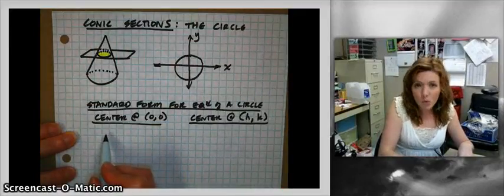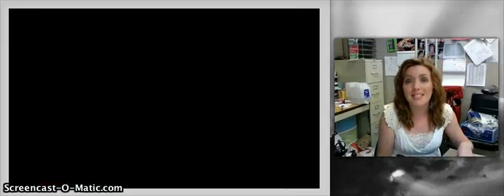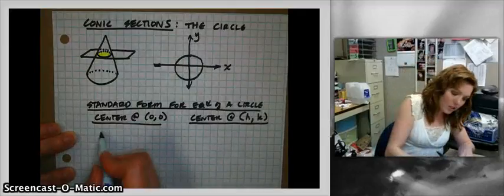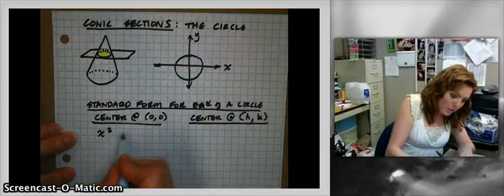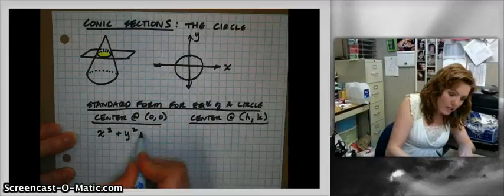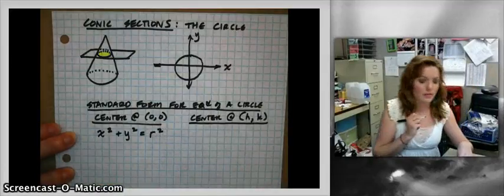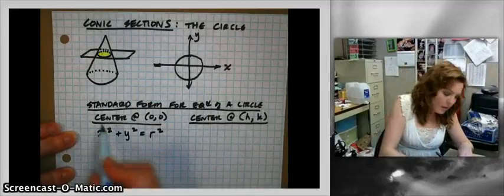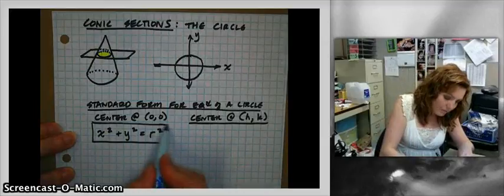So standard form for the equation of a circle with center at 0, 0 looks like this. x squared plus y squared equals r squared. So that's a big one. That's one that we want to make sure that we know.